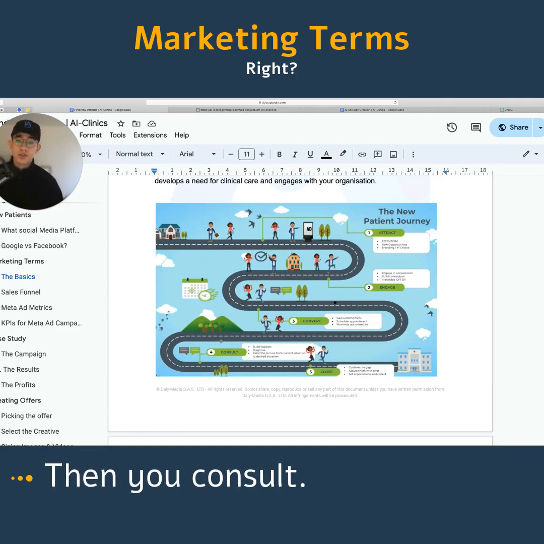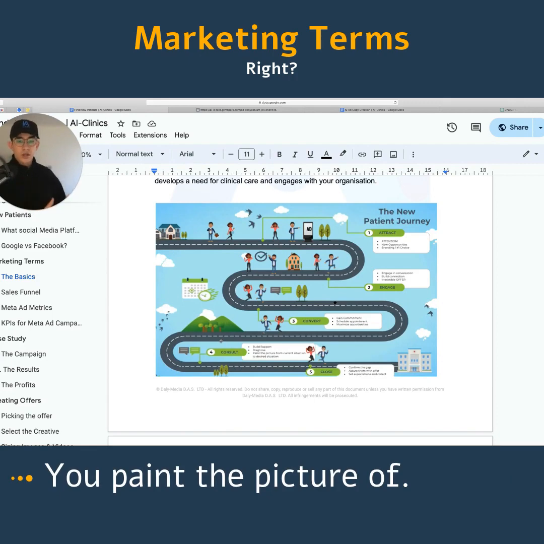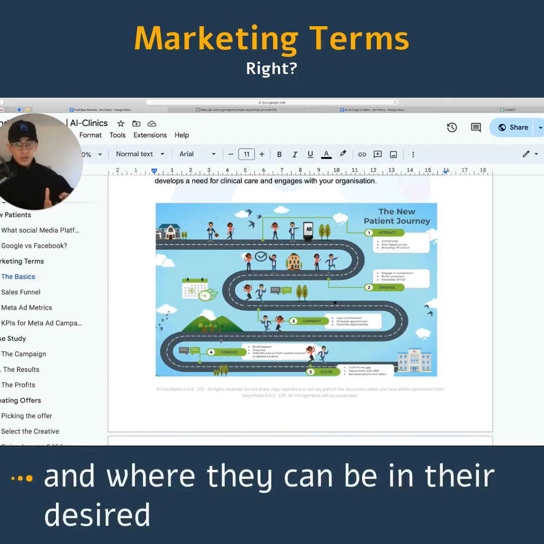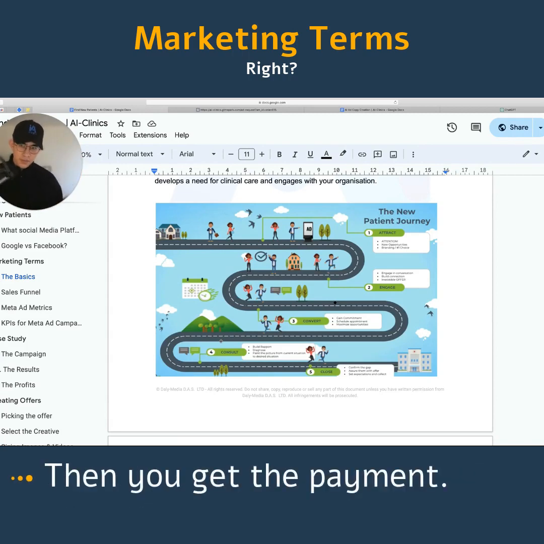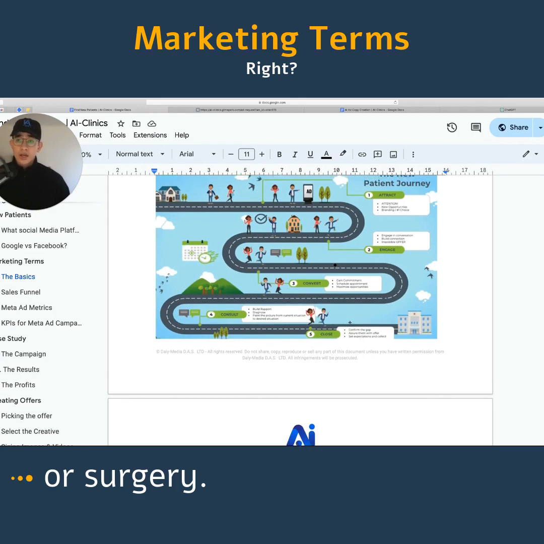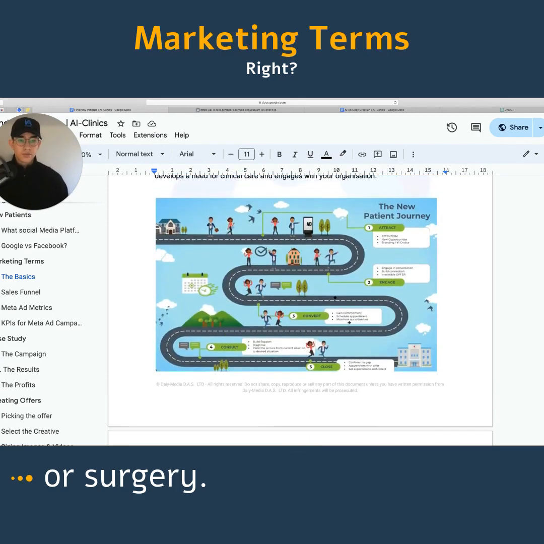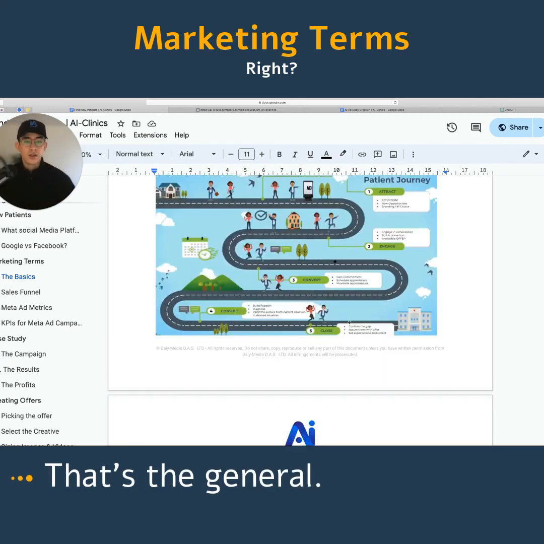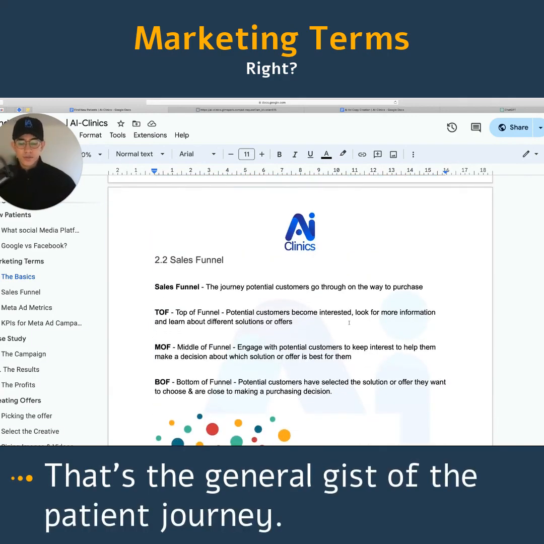Then you consult. You build rapport, you diagnose, you paint the picture of where they currently are and where they can be to their desired situation. Then you get the payment, you do the procedure, and you close them on a high ticket package or surgery. That's the general gist of the patient journey.